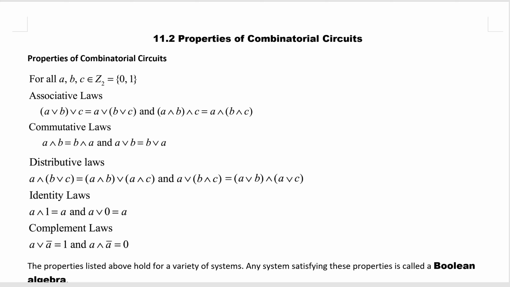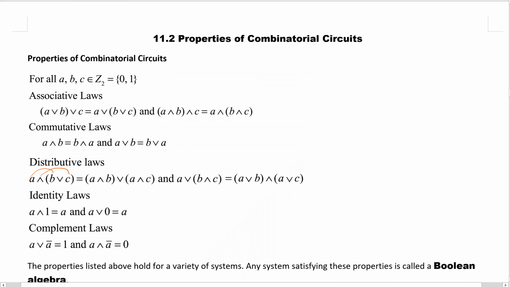And associative. So when we see the two operators together, we have the distributive law. So A and (B or C) equals (A and B) or (A and C). We use the parentheses to denote the order we want to calculate. And then A or (B and C) equals (A or B) and (A or C). That's the distributive law.